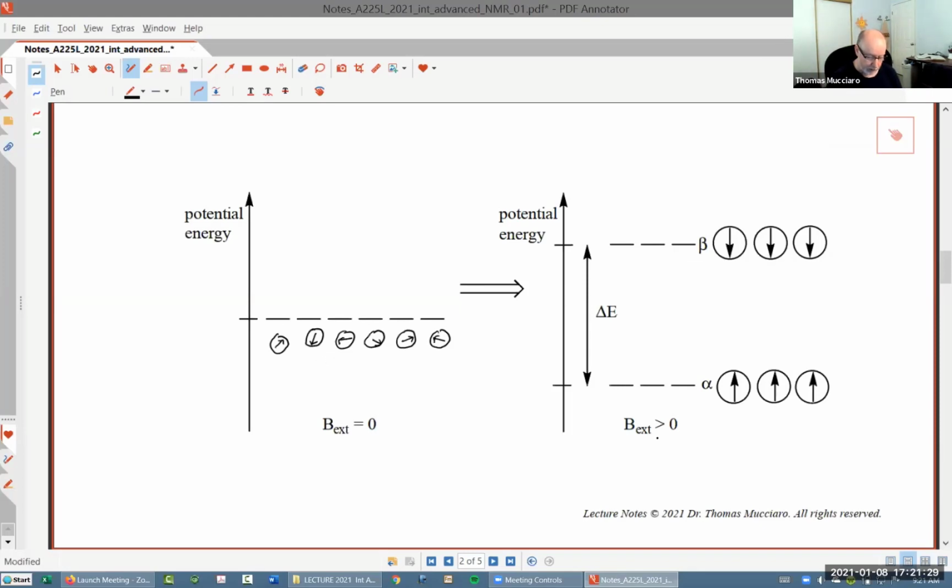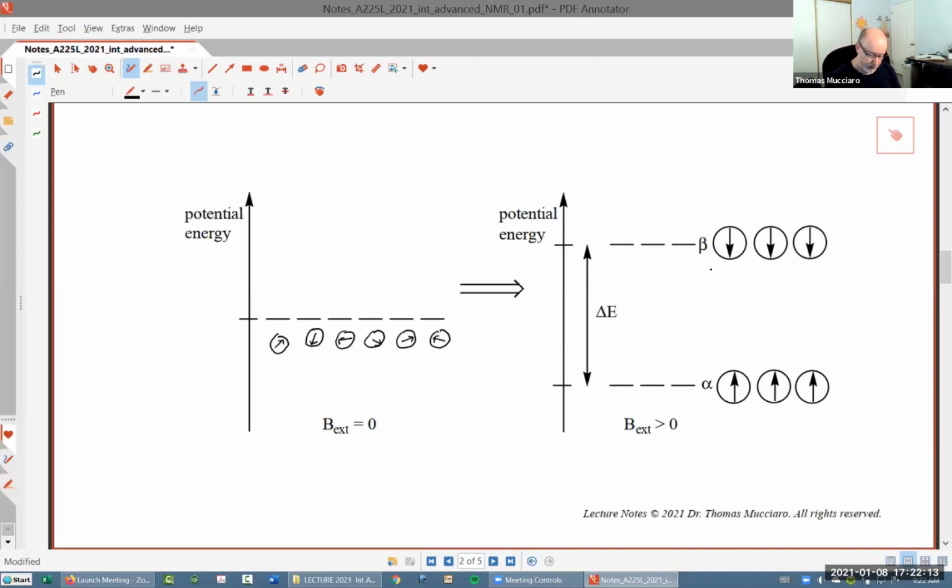Then when we impose the external magnetic field, which I haven't drawn here, but it would be that big arrow, we see these nuclei split up, and some go into the alpha state and some go into the beta state. It's really the same thing I showed you above, but we see that the beta state has a higher potential energy than the alpha state, because in a sense, the beta state is fighting against this large external field, and it's using effort to do that, right? It's doing work. And so that means it has a higher potential energy.